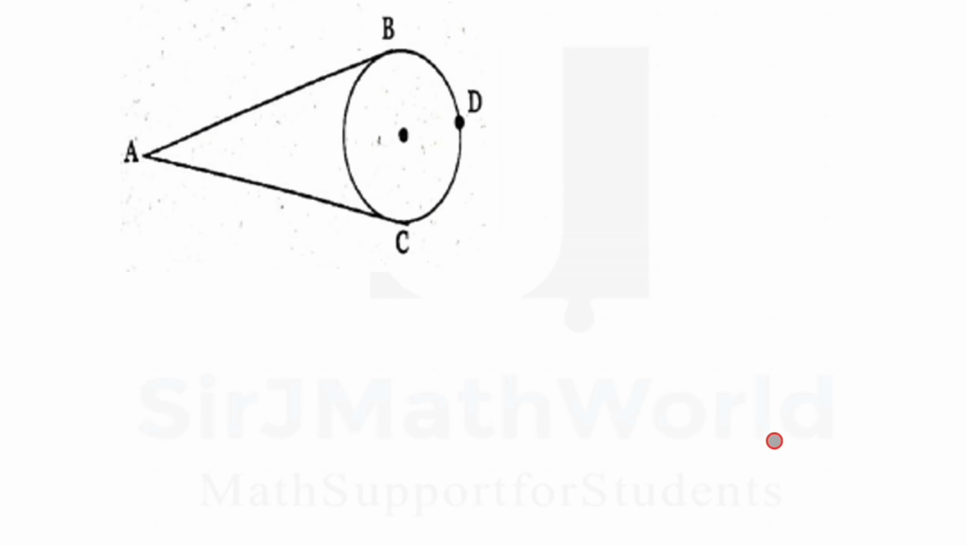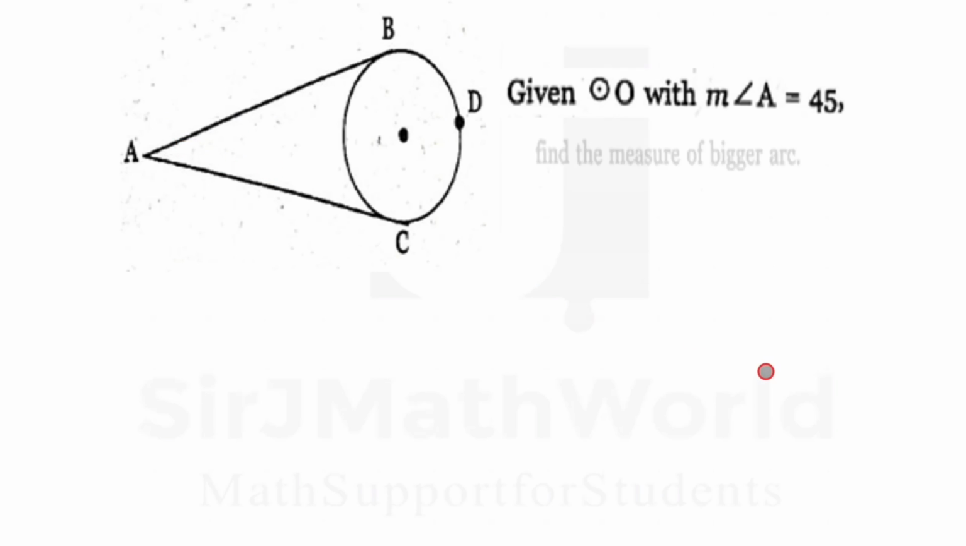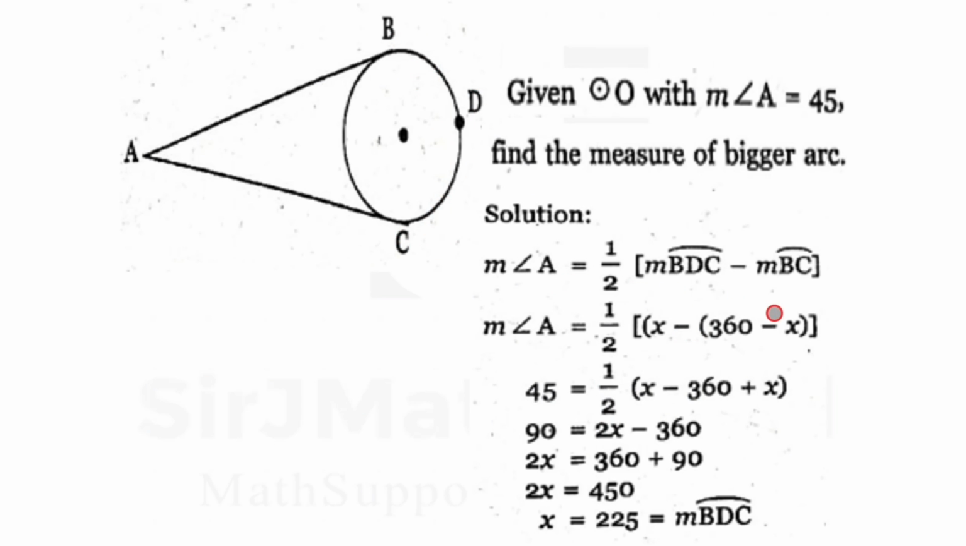Okay, next example natin, we have here the figure, tapos this will be the situation. So, given is the circle O with the angle A is equal to 45. So, this is 45. Then, find the measure of the bigger arc. So, ito yung kukunin natin, the BDC as our bigger arc. So, in solution, magkakaroon tayo dito na measure of your angle A is equal to 1/2 multiply to outer minus the inner.